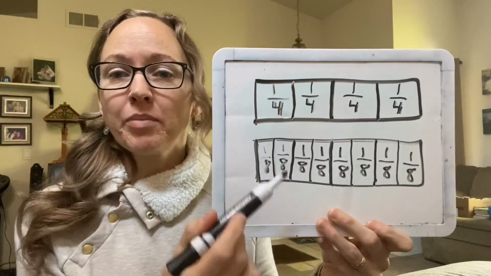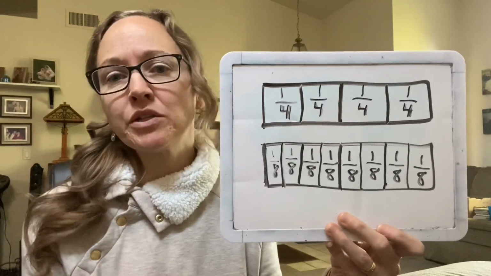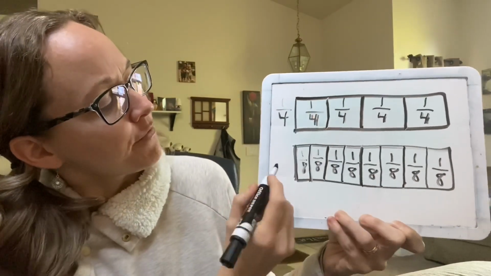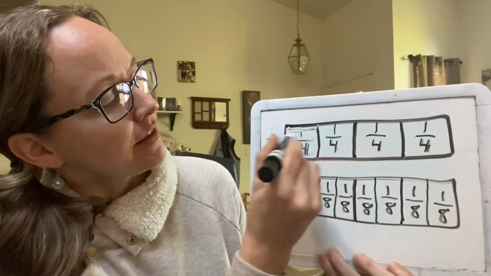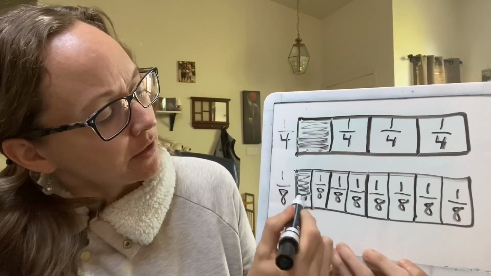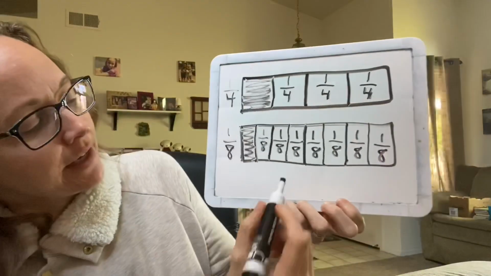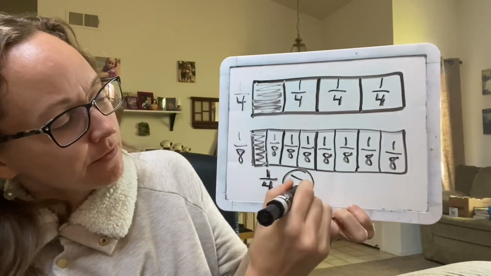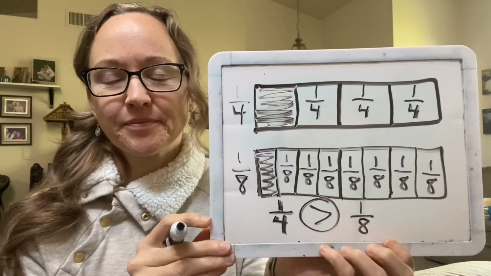So when we compare fractions, we're looking to see what is greater than and what is less than between the two unit fractions. If we were to compare 1/4 to 1/8, we would look and see that 1/4 is greater than 1/8. Let's shade it in to get a better look. You can see that 1/4 is greater than 1/8, and we write it like this. 1/4 is greater than 1/8.